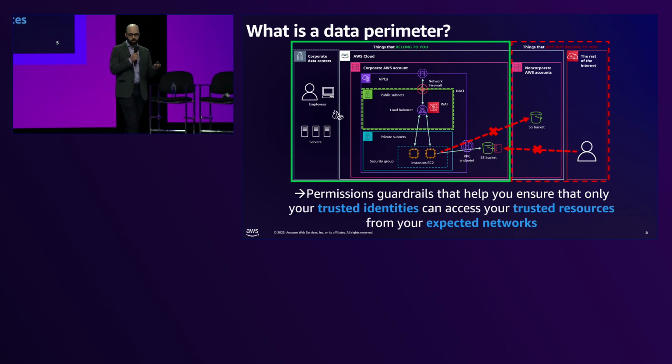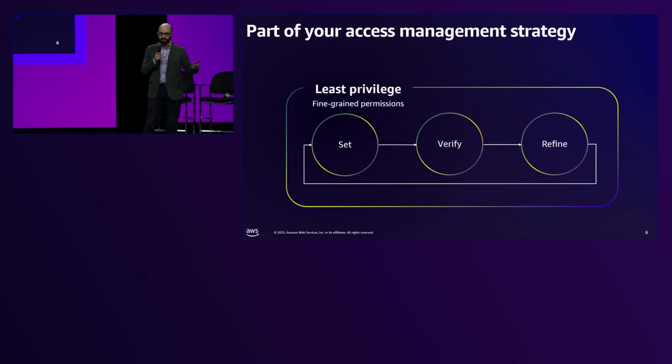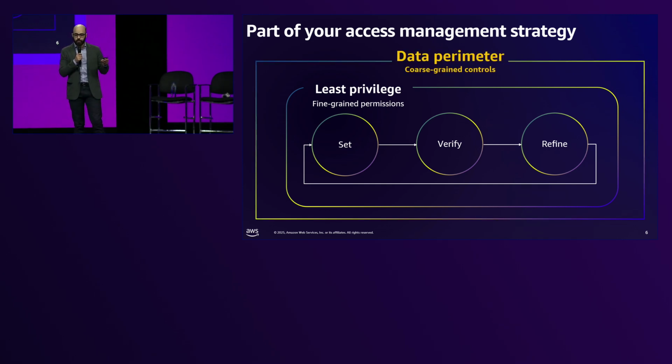The other thing is that permission guardrails fit within your overall access management strategy. So, for example, in the security field, there is this well-known principle, the principle of least privilege, where you would implement fine-grained permissions. You would typically start by setting your permissions, then verifying if the permissions are right-sized or not, and when required, you would refine them. So, for example, you would say this specific identity can only access this specific resource with only a specific set of actions. On the other hand, you have data perimeter controls, which are coarse-grained by nature.